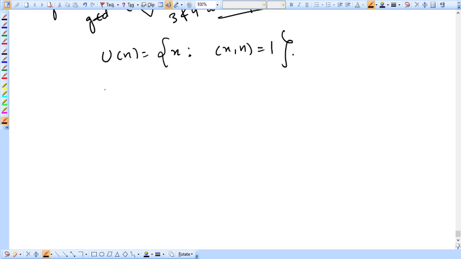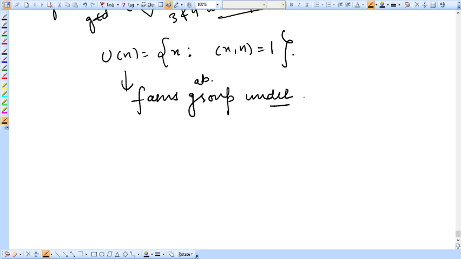Now this forms a group, in fact an abelian group, under multiplication modulo n. This is the operation. This forms a group under multiplication modulo n.